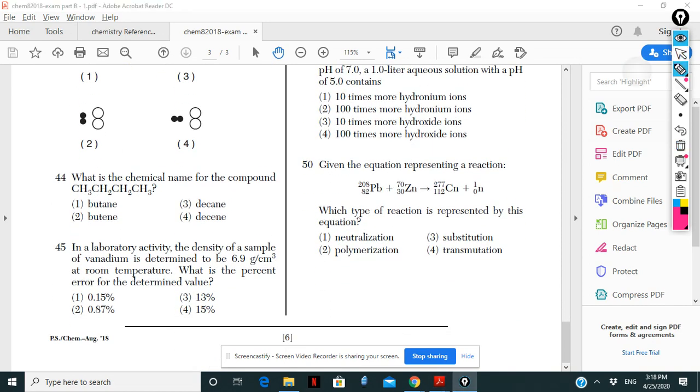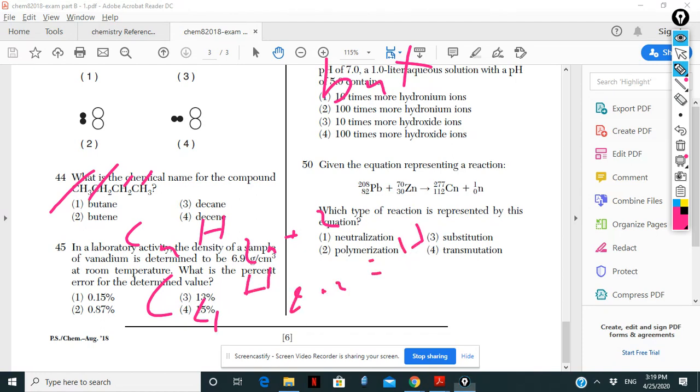First, how many carbons do I have here? 1, 2, 3, 4. That's but-, and it follows CnH2n+2, because it's C4 H(8+2), which is H10. So if you count 3 plus 3 is 6, plus 4 is 10, that's butane. So the answer is number 1.